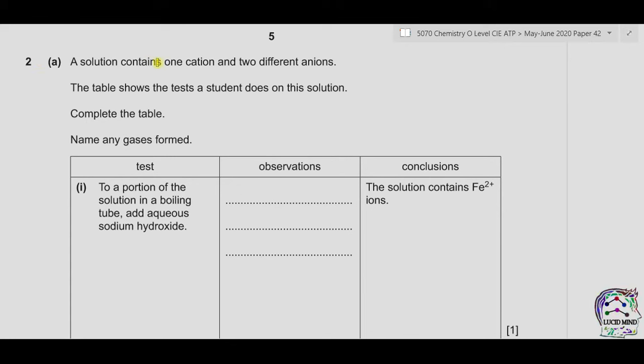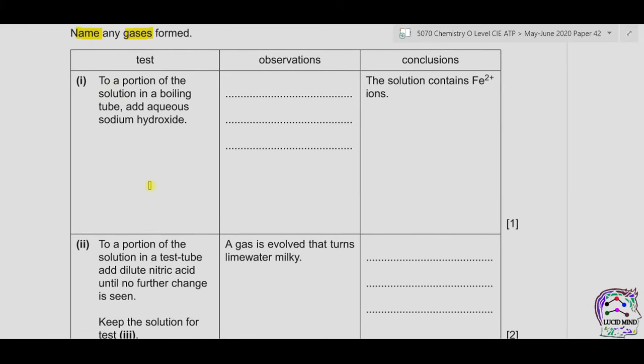Question 2, Part A. A solution contains one cation and 2 different anions. The table shows the tests a student does on this solution. Complete the table. Name any gases that are formed. Now this is a table of cation and anion identification. The first test is that to a portion of this solution in a boiling tube, they added aqueous sodium hydroxide. And the conclusion is that the solution contains iron plus 2 ions.